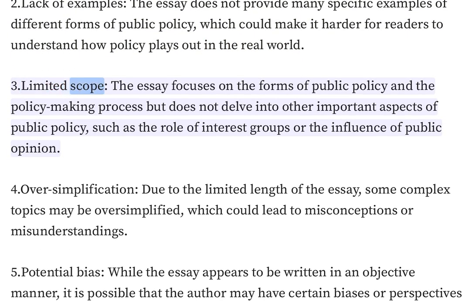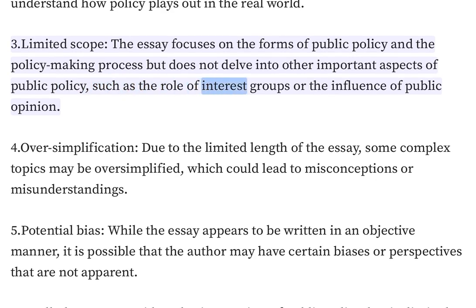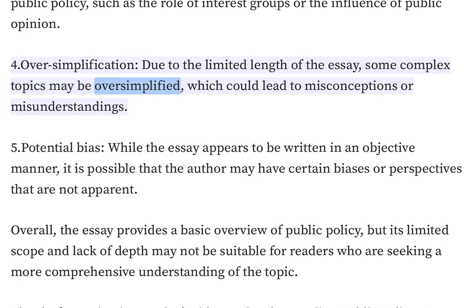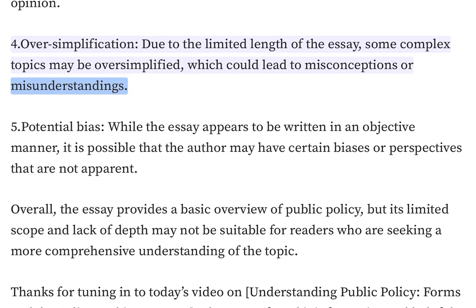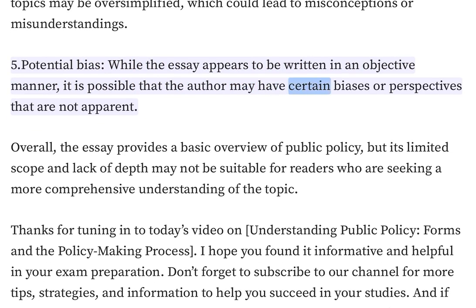3. Limited scope. The essay focuses on the forms of public policy and the policy-making process but does not delve into other important aspects of public policy, such as the role of interest groups or the influence of public opinion. 4. Oversimplification. Due to the limited length of the essay, some complex topics may be oversimplified, which could lead to misconceptions or misunderstandings. 5. Potential bias. While the essay appears to be written in an objective manner, it is possible that the author may have certain biases or perspectives that are not apparent.